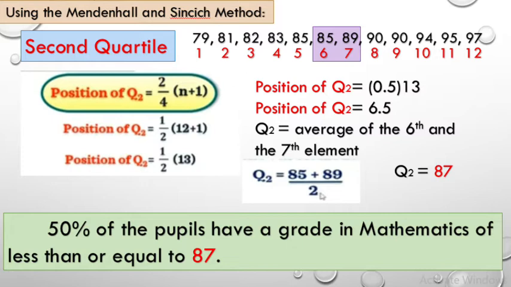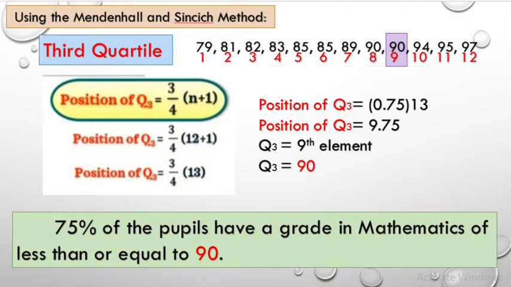Tingnan natin ngayon ang ating 6th and 7th element. We have 85 and 89. Kukunin muna natin ang average nila and we will add 85 and 89. Then divide by 2 and the answer is 87. Kaya ang ating quartile 2 is 87. Meaning, 50% of the pupils have a grade in mathematics of less than or equal to 87.